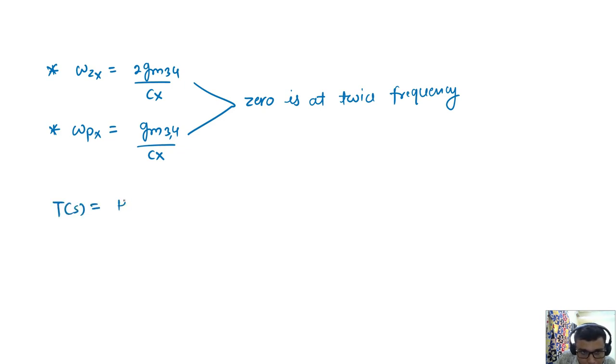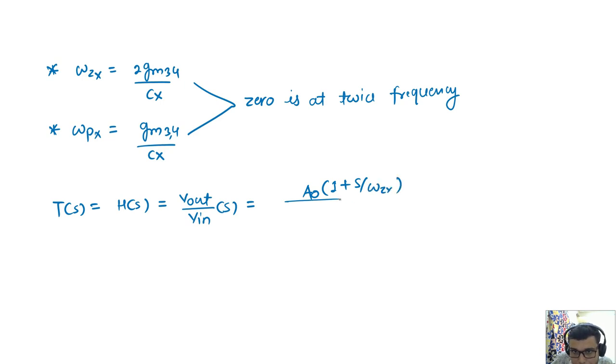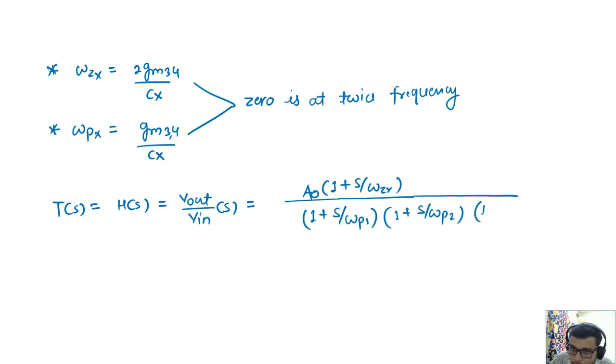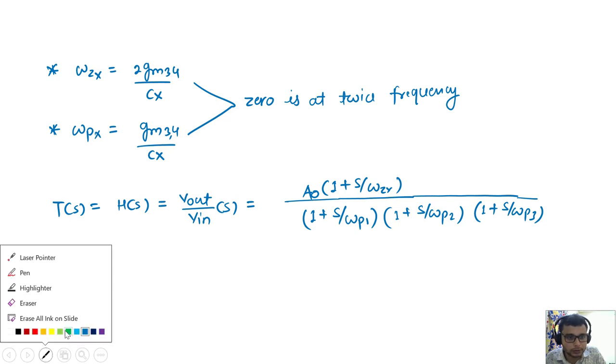The transfer function, or I will say H(s), is nothing but Vout by Vin of s. The DC gain is nothing but gm of the input pair times RDS2 parallel RDS4. The numerator is 1 plus s by omega zx, and the denominator has 1 plus s by omega p1, 1 plus s by omega p2, 1 plus s by omega p3. So actually these are the possible poles, but we see that this is a first order system.